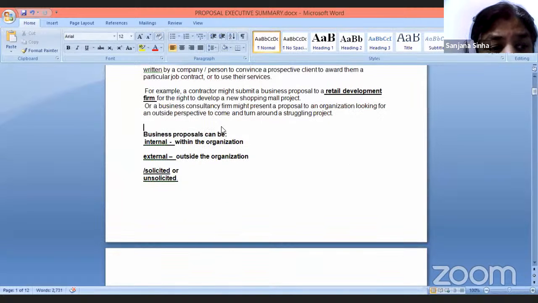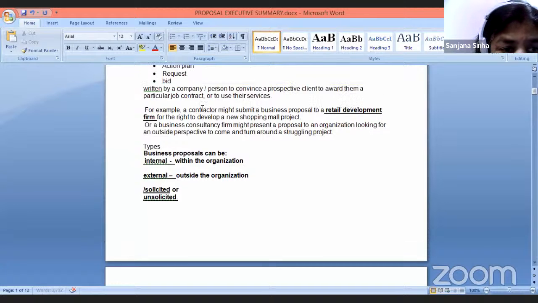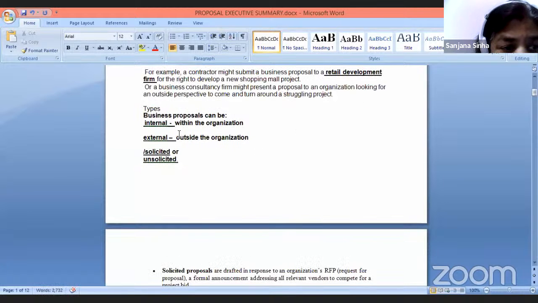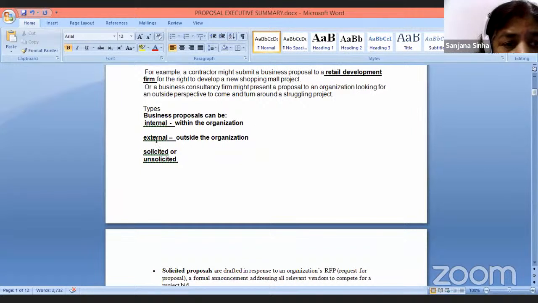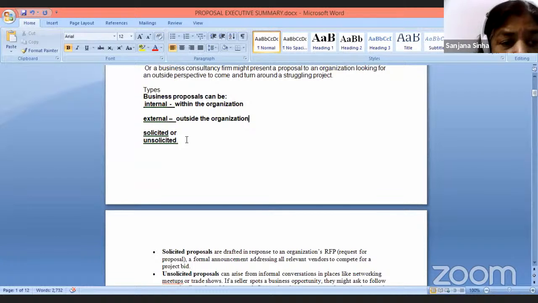फिर बात हो रही थी टाइप्स ऑफ प्रपोजल्स. टाइप्स में there are 4 types. Internal, external, solicited, unsolicited. Internal होता है when anybody wants to give an internal proposal within the organization. External proposals are supposed to be sent outside the organization. And then we talk about solicited and unsolicited.